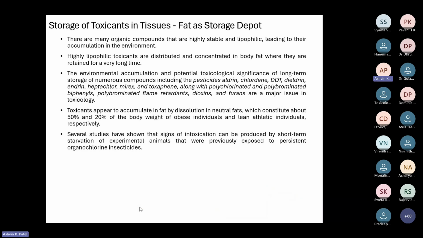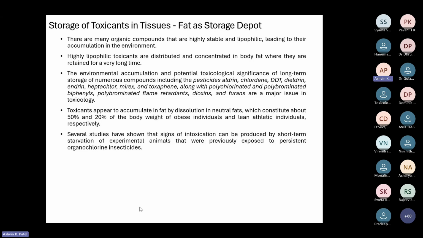Fat as a storage depot. There are many organic compounds that are highly stable and lipophilic, leading to their accumulation in the environment. Highly lipophilic toxicants are concentrated in the body fat, where they are retained for a longer duration.